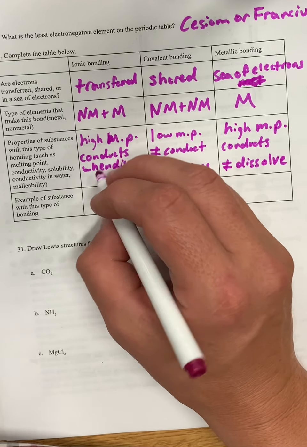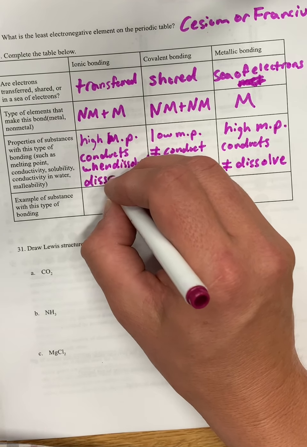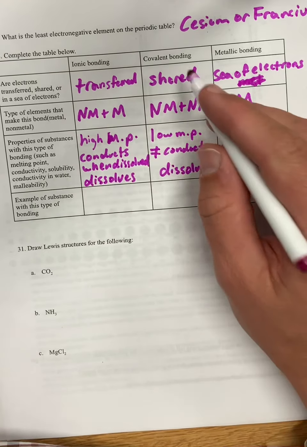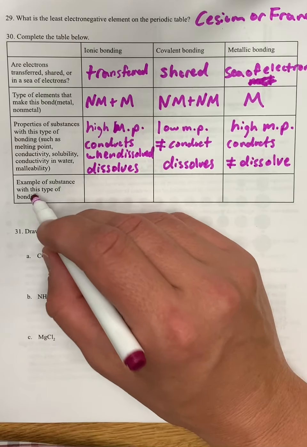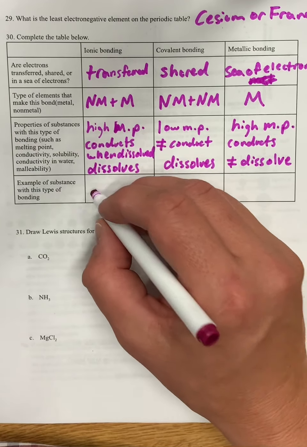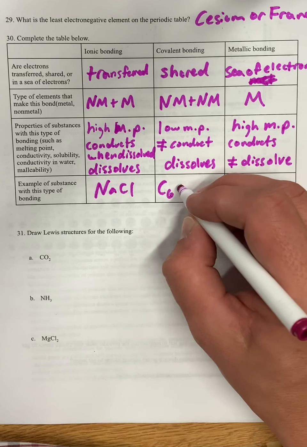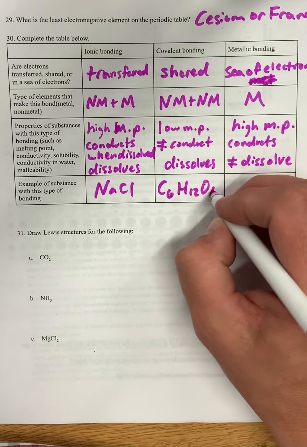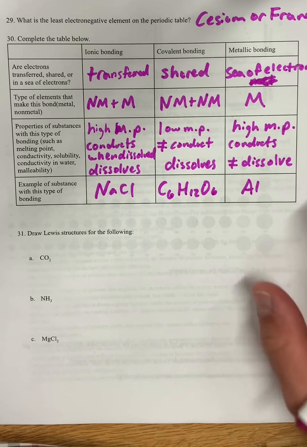Does ionic bonding substances dissolve? Yes. Some covalent bonds do not dissolve, like network covalent. Example of substance of this type of bonding. So ionic, we talked about salt a lot. Covalent was sugar. And metallic bonding, we used the example of aluminum.